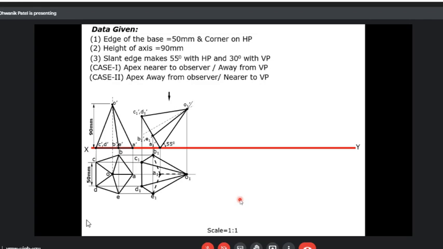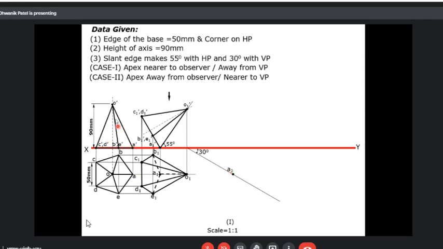The apex is away from the XY line. So what will you do? You will draw an inclination line 30 degrees left to right. Okay, you will mark the A1 point here on top, and the O1 point should be at the bottom. So first you will mark the A2 point. A1 is equal to A2. So here I will mark the A2 point.